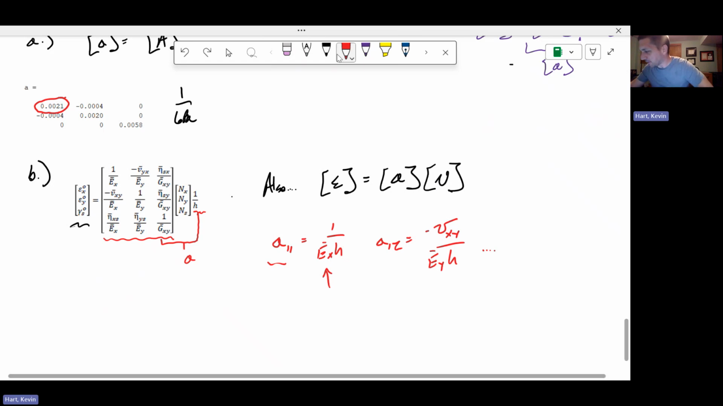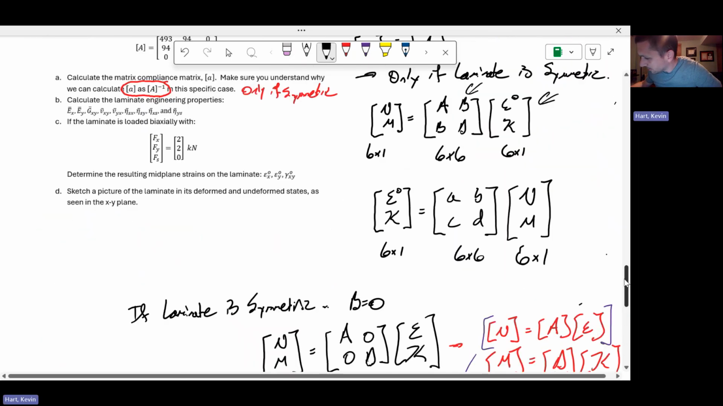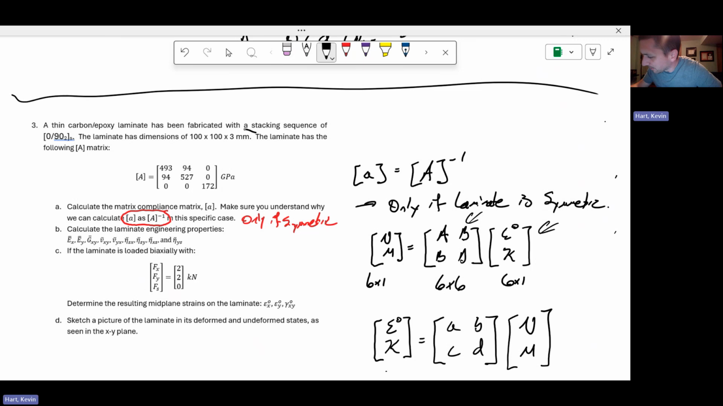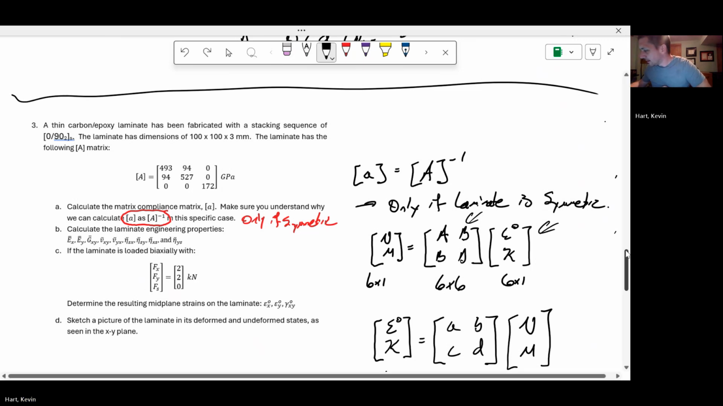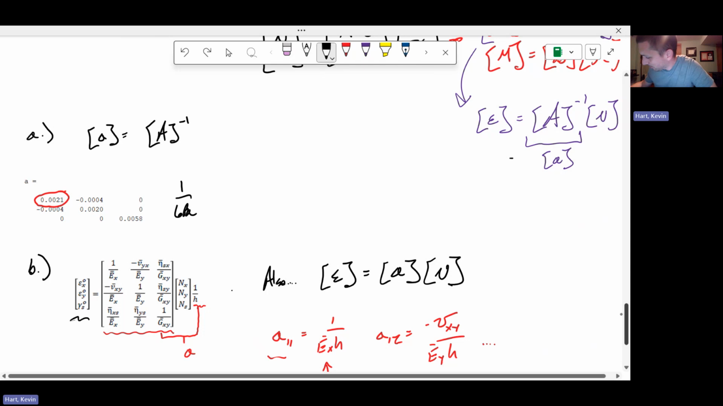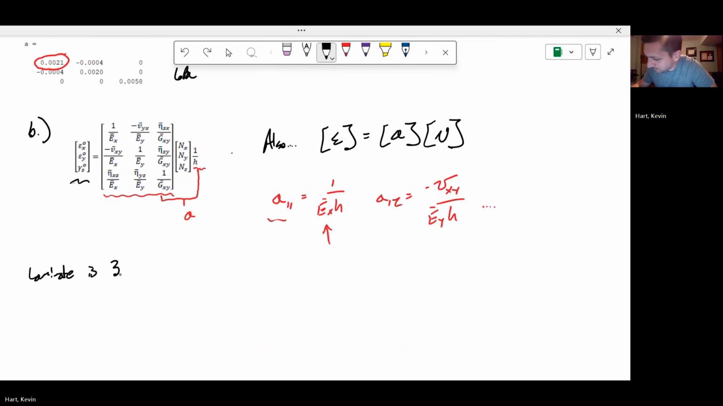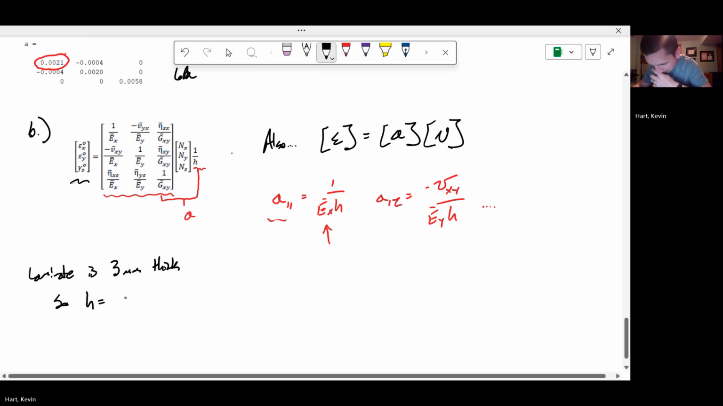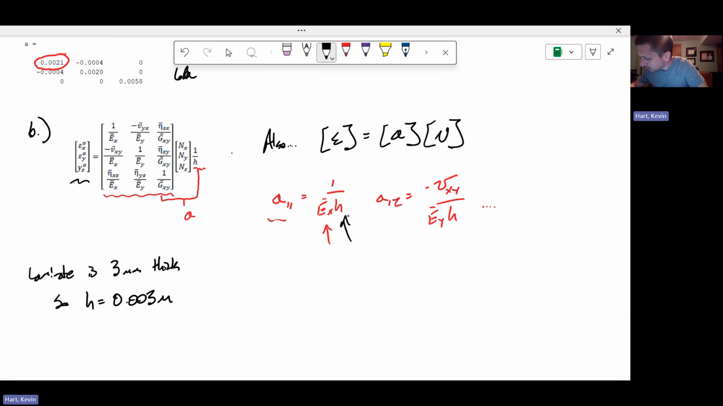As a reminder, this laminate is, we're told, 3 millimeters thick. So H is 3 millimeters. H is the total laminate height. So you know H, you know A11, you can solve for E bar X. You can go through all the calculations to solve for all of these constants.